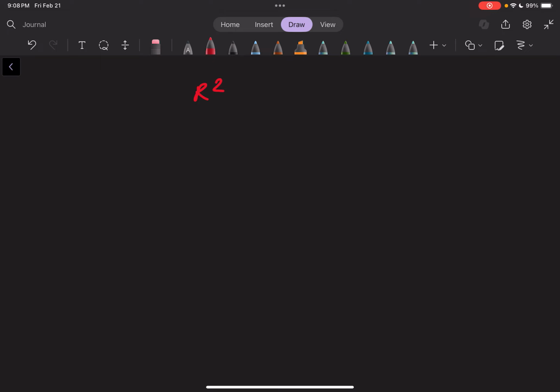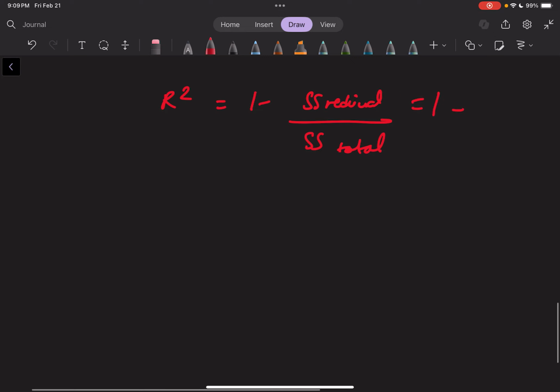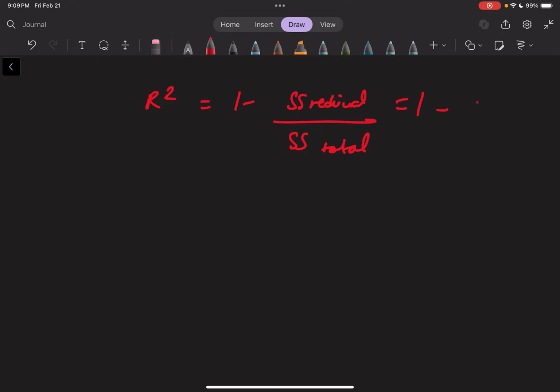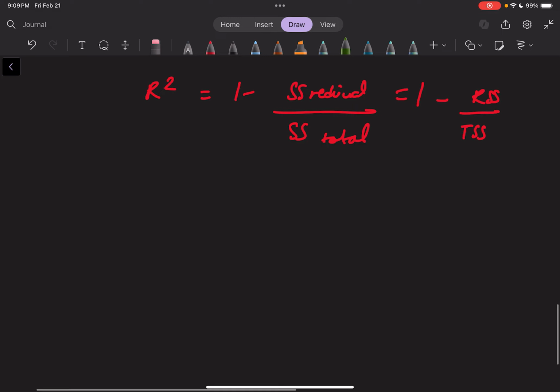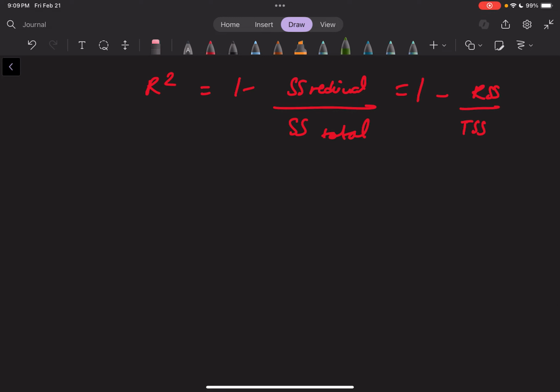Okay, so let's look at the math. Your R squared is going to be 1 minus the sum of residual by your total sum of squares, or also written as 1 minus your residual sum of squares by total sum of squares. Okay, so you might see it appear either way. Now I'm going to break these terms down.